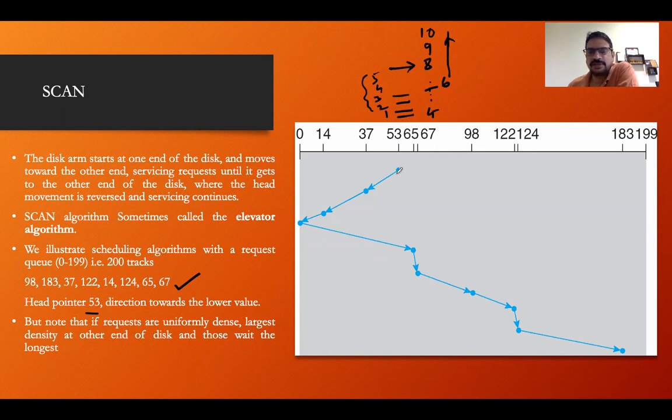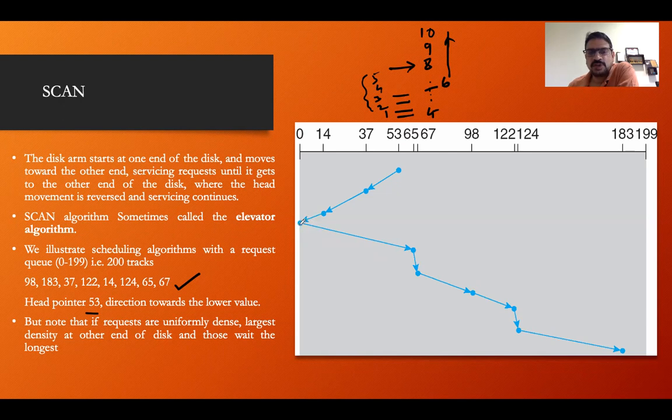So from 53, first of all, it will go to the nearest one, which is 37. And from 37, it is going in one direction, to 14. Now here, if you'll see, 0 is not a request, right? After 14, it has to go in a different direction. But the thing is that in the scan, it will go up to the very last. If we are serving a larger value, it will go up to the last, 199, and then it will come back, right? So this is happening in the scan.